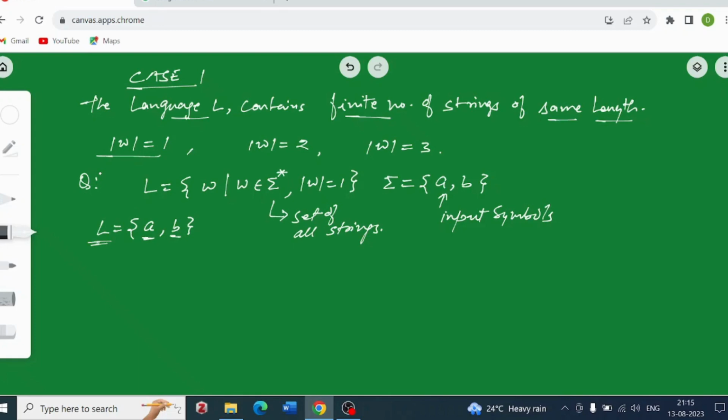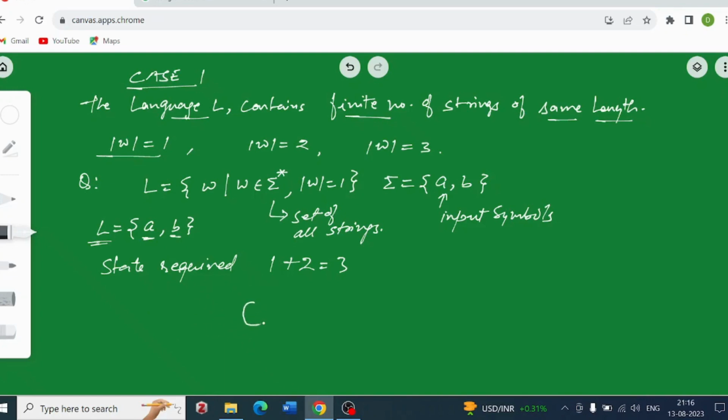Because the string length is 1, the states required to draw the DFA will be the string length 1 plus 2, equal to 3. So in this question, we will require 3 states. I'm repeating, the DFA will accept the strings a only or b only, whereas the rest of the strings will be rejected. So let's draw the 3 states.